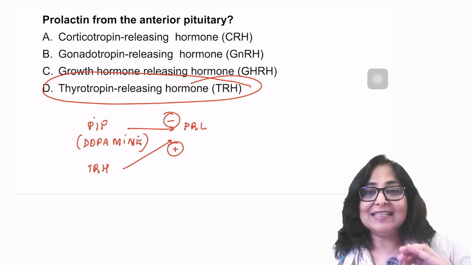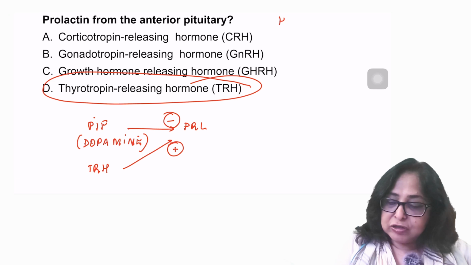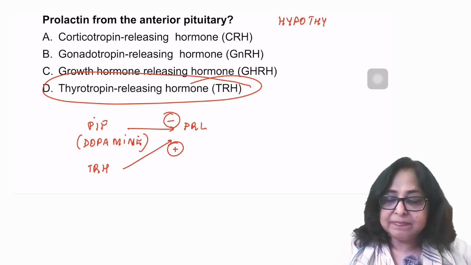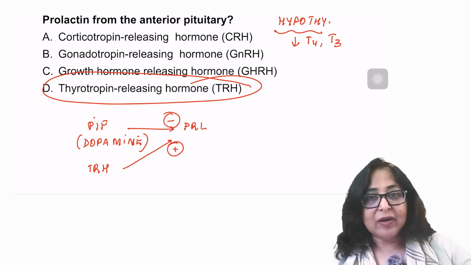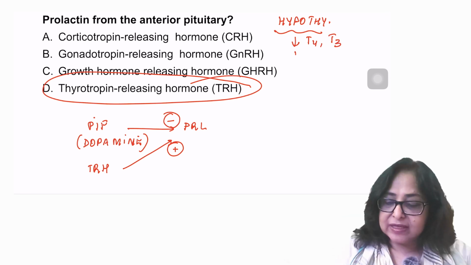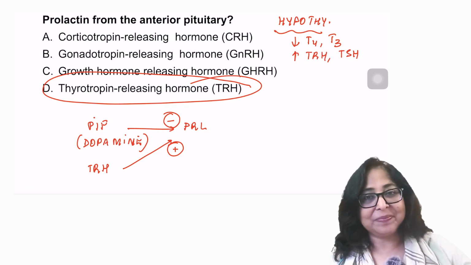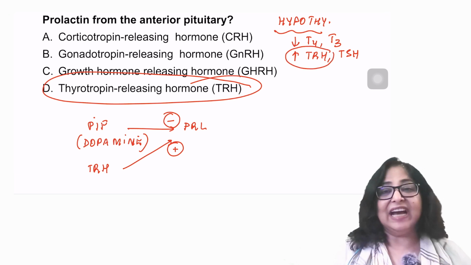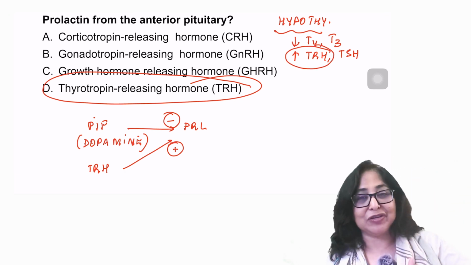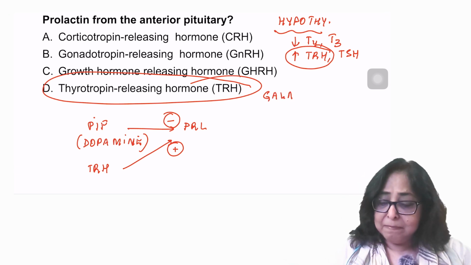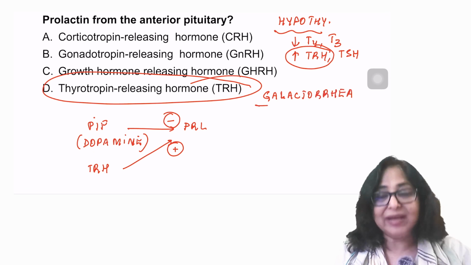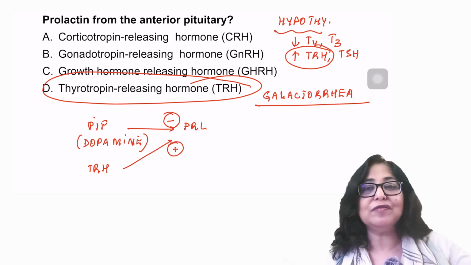Now let's apply this clinically. Now in a patient of hypothyroidism, there is decrease in T4, T3 from the thyroid gland, which in turn causes an increase in TRH from the hypothalamus and TSH from the anterior pituitary. Now because there is increase in TRH, it will also increase prolactin secretion. So galactorrhea may be seen in a patient of hypothyroidism. Galactorrhea is milk secretion from the breast.